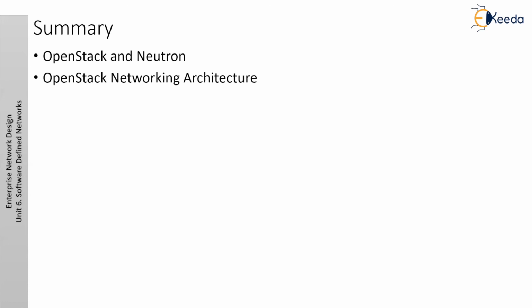The Neutron API includes support for L2 networking and IP address management. The API extensibility platform includes an extension for provider networks, which maps a Neutron L2 network to a specific virtual LAN in the physical data center network. And L3 routers support a simple L3 router construct to route between L2 networks.